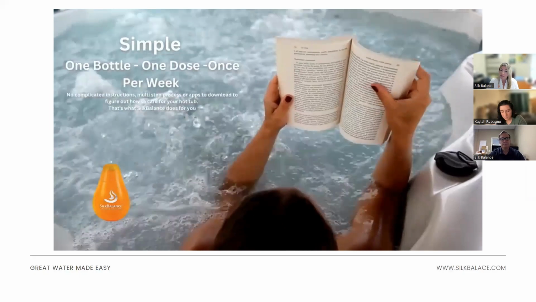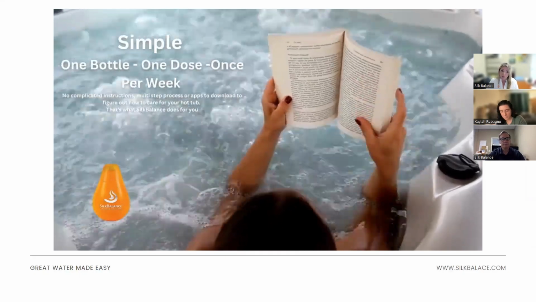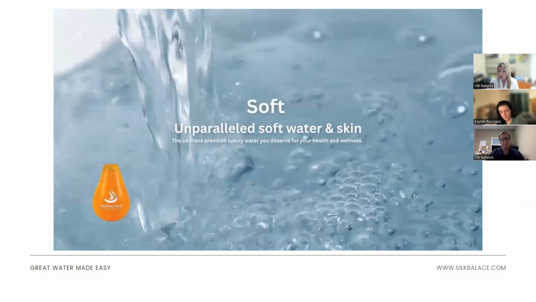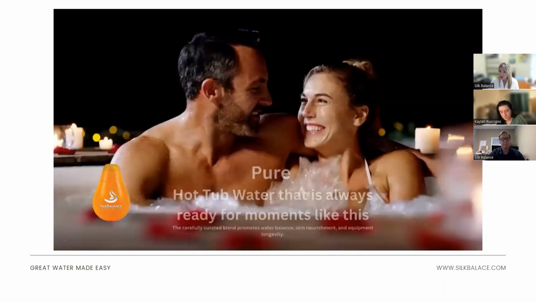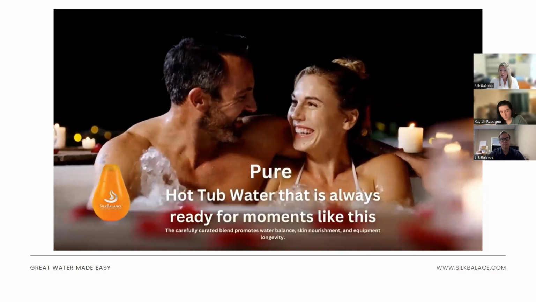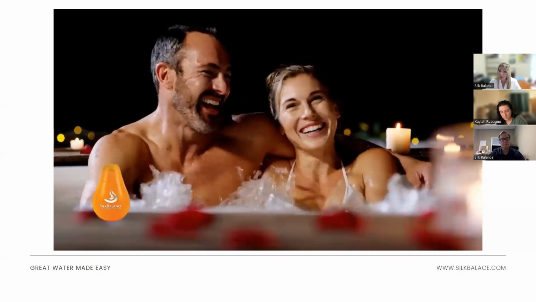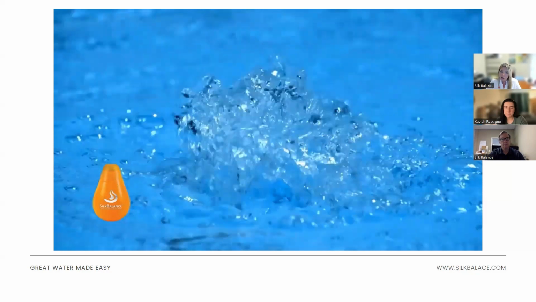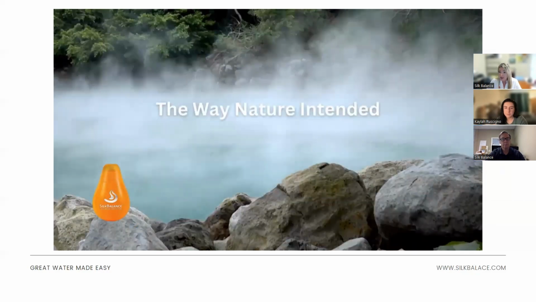So SilkBalance is simple, once per week, 1 dose. There's no complications involved. It allows the water to be unparalleled soft. It's pure. It's always ready for you to get in when you open up your hot tub lid. It's gentle on you and gentle on the environment. It's really the way nature intended.